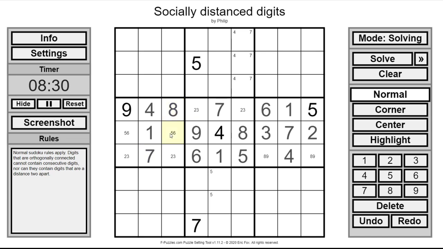And 8 affects 6. Forcing this to be 5. And this to be 6. And the 5 affects 3, forcing that to be 2 and that to be 3. Where to next?